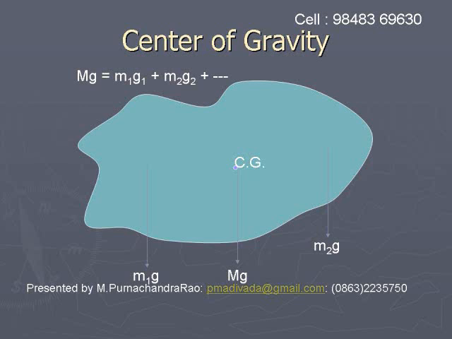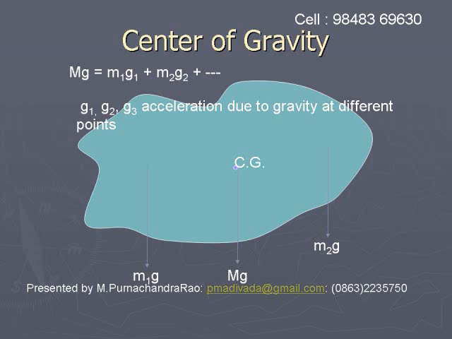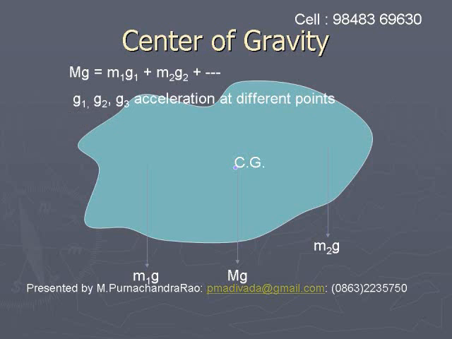The total force acting on the body, capital Mg, is equal to m1g1 plus m2g2 plus m3g3 and so on, where g1, g2, g3, etc. are the accelerations due to gravity acting on different particles.